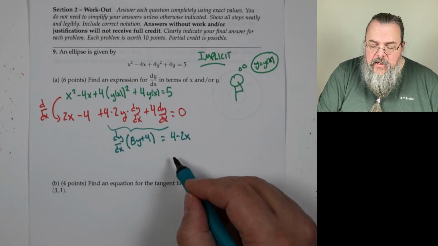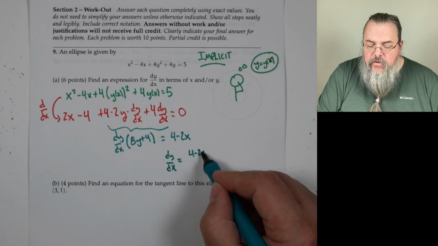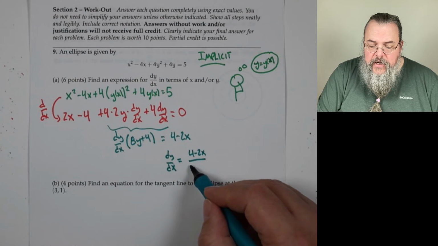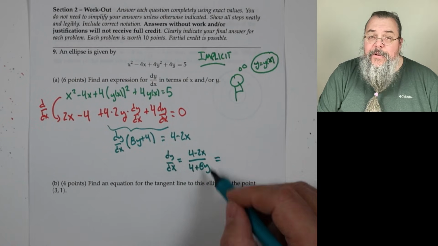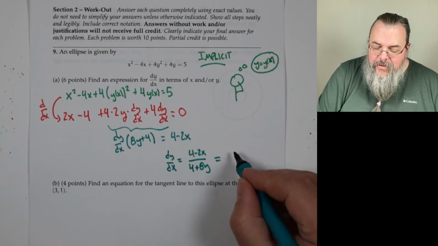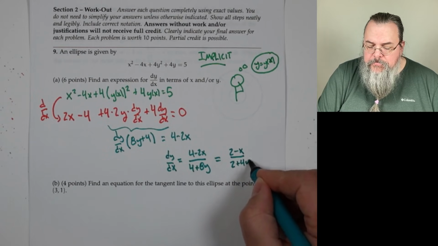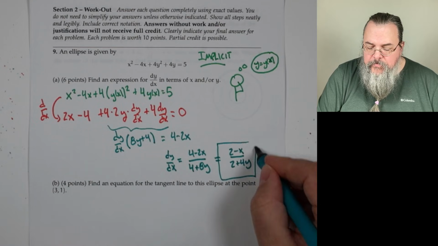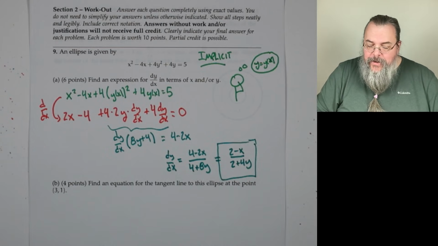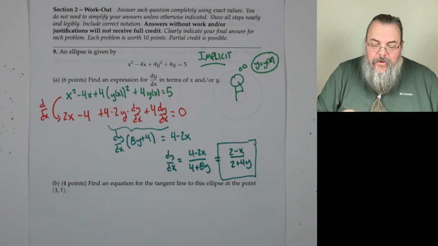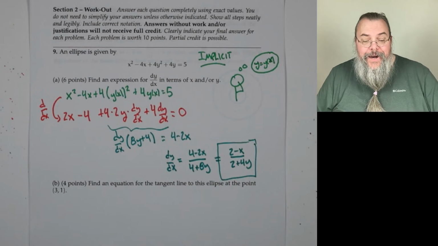And then we can divide and say, well, dy/dx is equal to 4 minus 2x over 4 plus 8y. And divide both top and bottom by 2, everything's even. So we get 2 minus x over 2 plus 4y. And there we go. That's it. Woohoo! Because what did we do? We have an expression for dy/dx in terms of x and/or y.